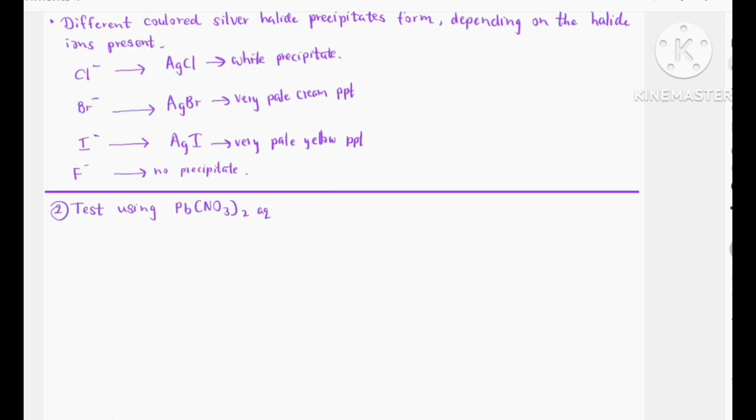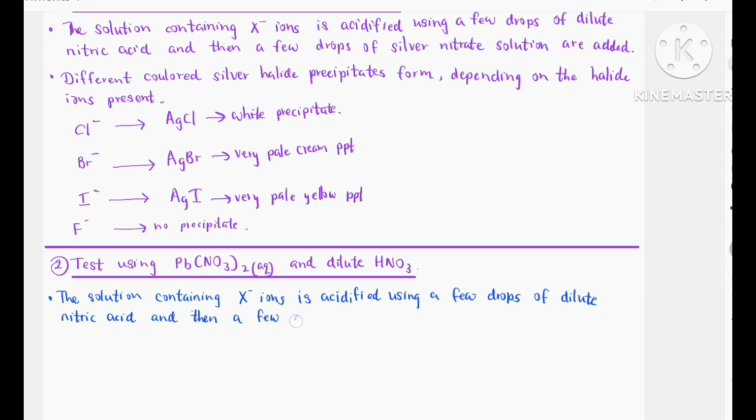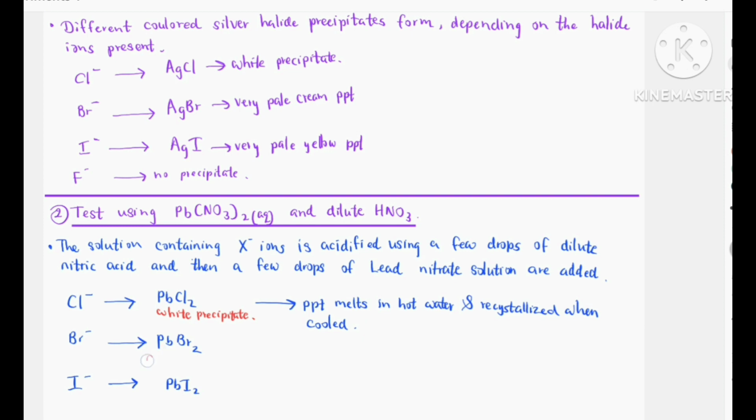The second test is the test using lead nitrate and dilute nitric acid. The solution containing halide ions is acidified using a few drops of dilute nitric acid and then a few drops of lead nitrate solution are added. Chloride ion forms lead chloride, a white precipitate. This precipitate melts in hot water and recrystallises when cooled.